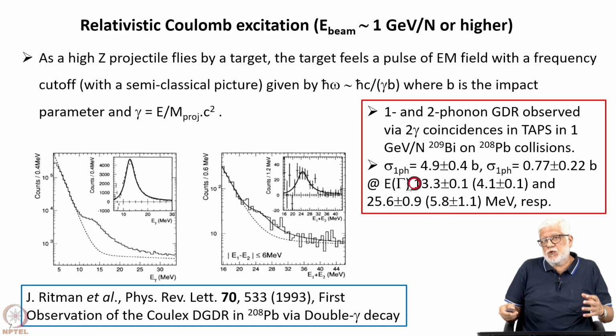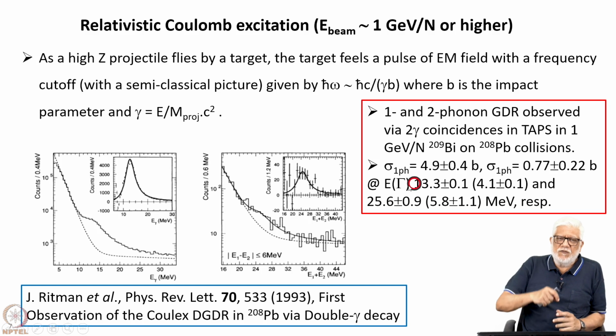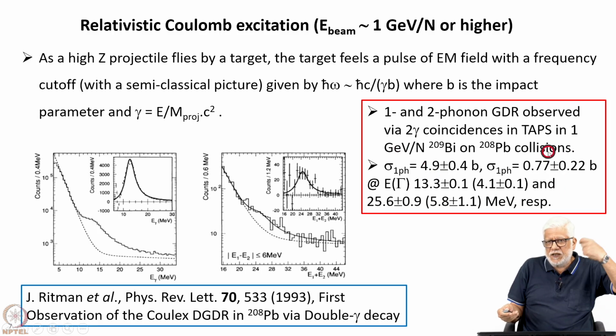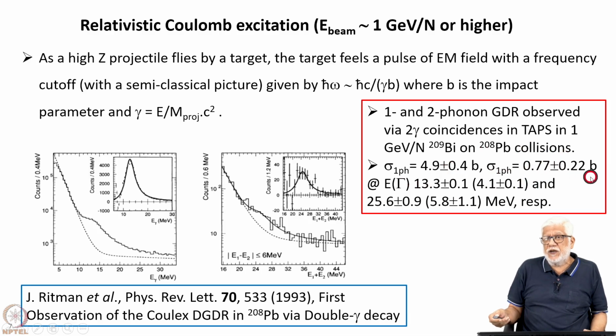After all, these are peripheral collisions, and the cross section is an integral from B min to B max, but with a B weightage on it, so 2 pi B dB. This is the cross section for 1 phonon, and for 2 phonon, of course, since it is a fast collision, it has to excite the next phonon. So that probability is smaller, and this cross section is about 6 to 7 times smaller than the 1 phonon excitation, but it is still quite sizable at about 0.8 barns.